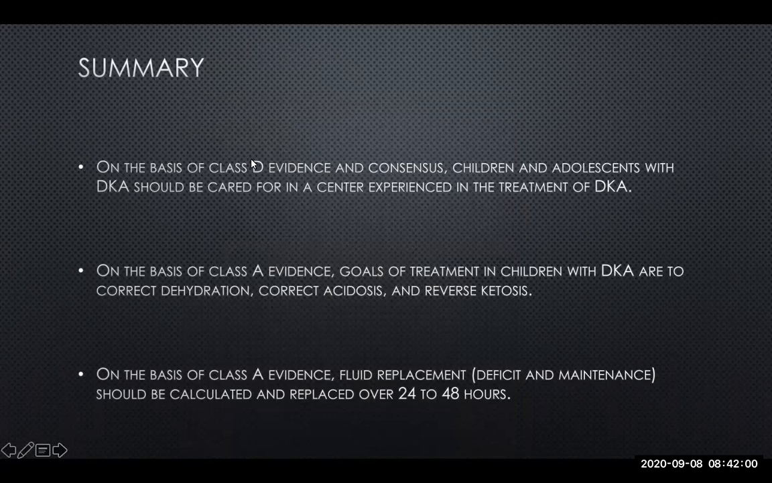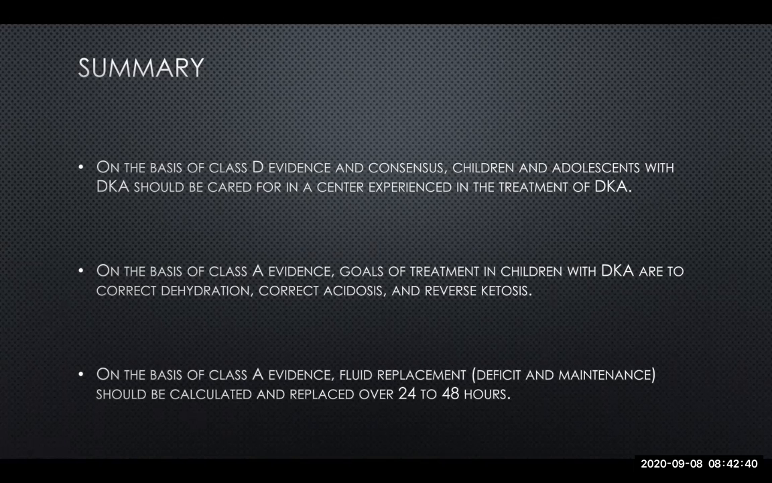So, in summary, this is based on evidence, right? Based on evidence, they classify it as D, A, and B. A and B are what is in the guideline, so we need to do them for sure, and D is something still under discussion. In this article, we see that on the basis of Class D evidence and consensus, children and adolescents with DKA should be cared for in a center experienced in the treatment of DKA.